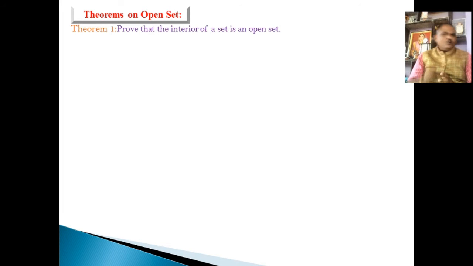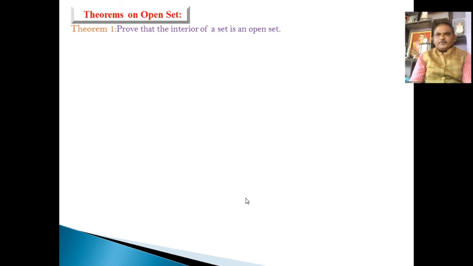Next, what is meant by an open set? A set S is said to be open if it is the neighborhood of each of its points. Okay. By using all these basic definitions, we prove this theorem number 1.